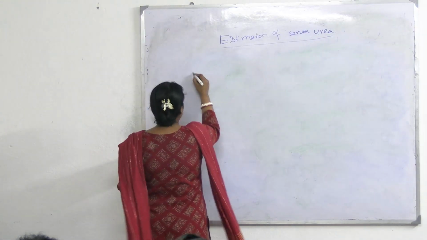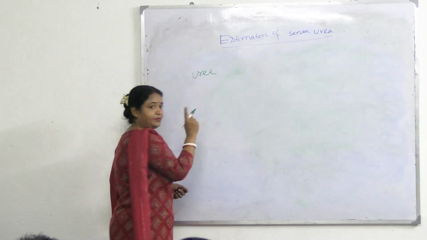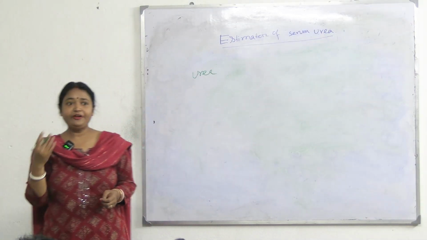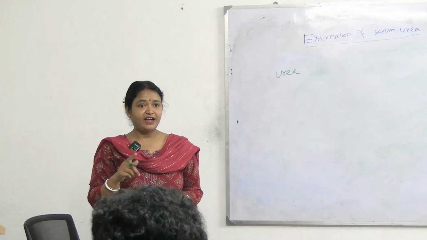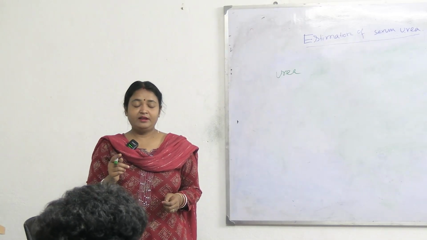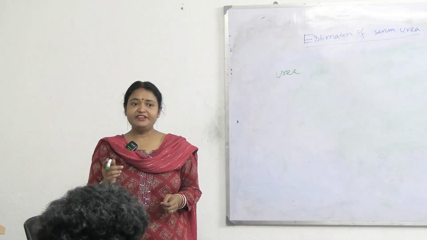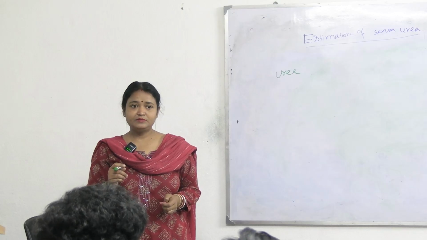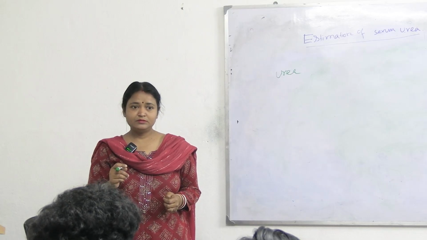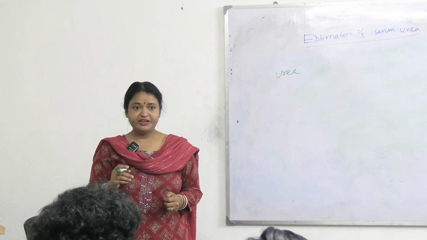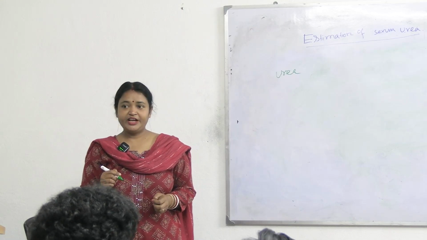Now the principle: in the Berthelot method we use urease. You get the urease from fava bean or arhar dal. We measure the urea in blood, serum and plasma. And they had asked what is the difference between serum and plasma. Can anyone tell? Yes, fibrinogen will not be there in serum. So you have to tell that if they ask you.